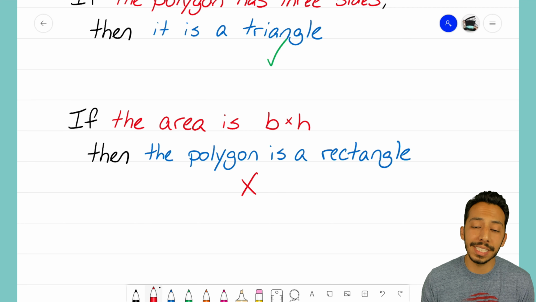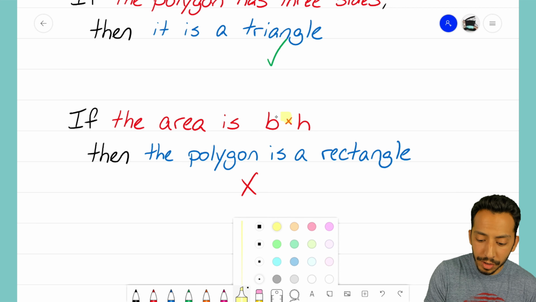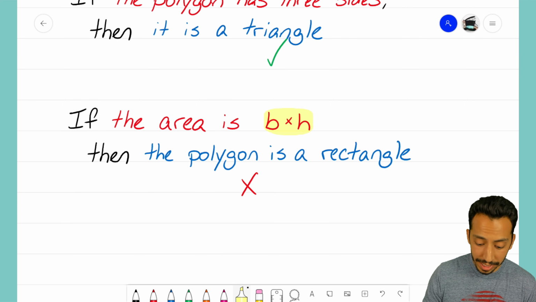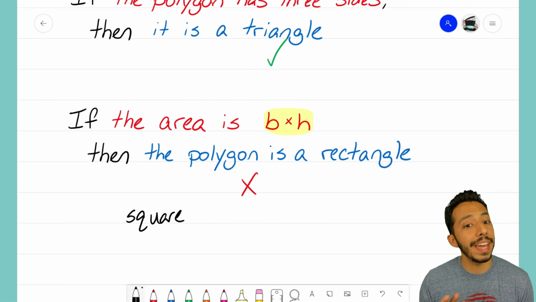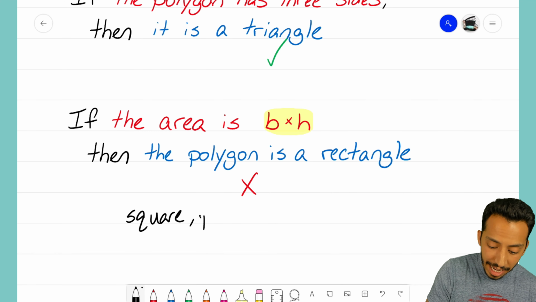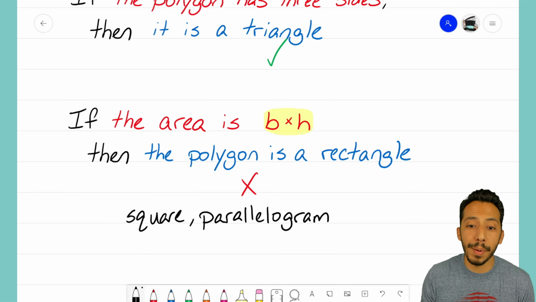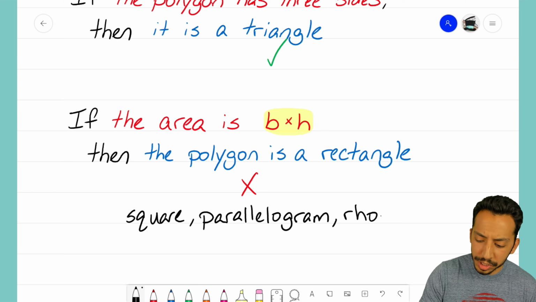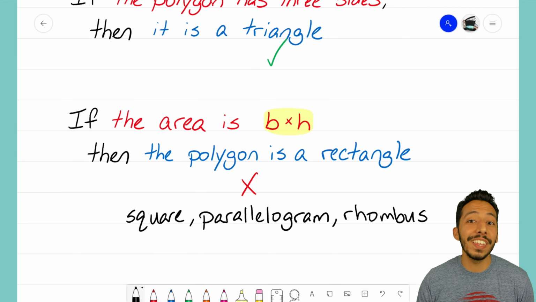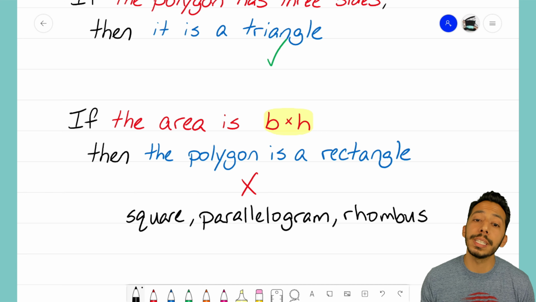The reason it's false is that there are other shapes that have an area of base times height. One example could be a square. A square is a polygon that has the area of base times height. Another one is a parallelogram. A parallelogram also is a polygon where we use base times height to find its area. And I can think of one more, which is our good old friend, the rhombus. These are all other examples that could fit this conditional statement, and that's why it is false.